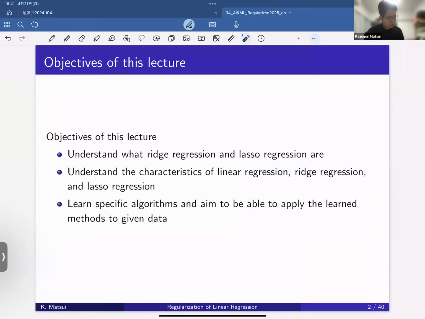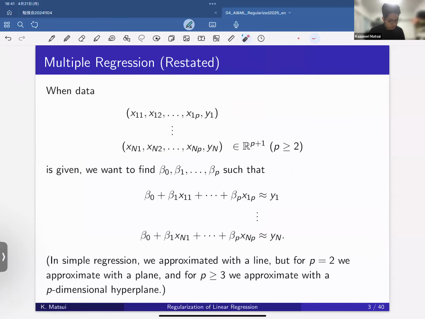Okay, I would like to start the fourth lecture now. Today, I will introduce ridge regression and lasso regression, which are famous regularization methods. First, let's review what we learned last time. Let's say we have n sets of data such as x11, x12, ..., x1p, y1, then x21, x22, ..., x2p, y2, and so on. For these data, we want to find beta 0, beta 1, ..., beta p that can approximate the data as shown in this equation. This is what multiple regression is about.